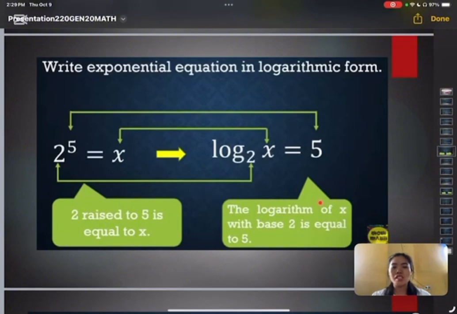As you've noticed, the base is 2 in the exponential equation, so we have log with base 2, then the x. The 5, which is the exponent in the exponential equation, becomes the result of the logarithm. So 2 raised to 5 is equal to x, and the logarithm of x with base 2 is equal to 5.